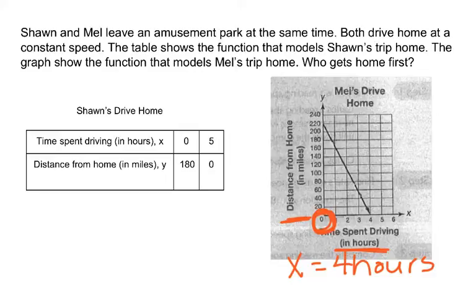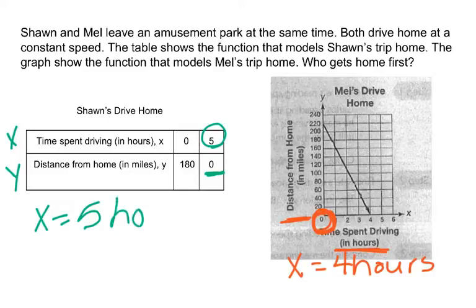Now let's look at the table. The time spent driving is x, the distance from home is y. Remember, we're looking for the y to be 0 because that means we're at home at our destination. So when Sean is actually at home, it took him 5 hours to get there. So Sean's x-intercept is 5 hours. So the question asked was, who gets home first? Well, it took Sean 5 hours to get home, and it took Mel 4 hours to get home, so Mel gets home first.